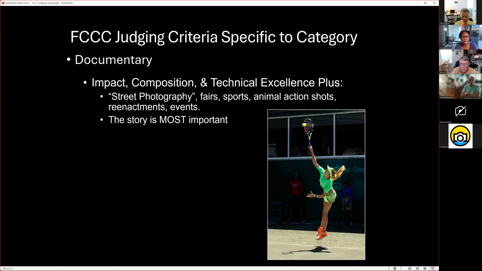Documentary, impact, composition, and technical excellence. Plus, you have street photography where there's sports, fairs, animal, action shots, reenactments, events. The story is most important here in the documentary.